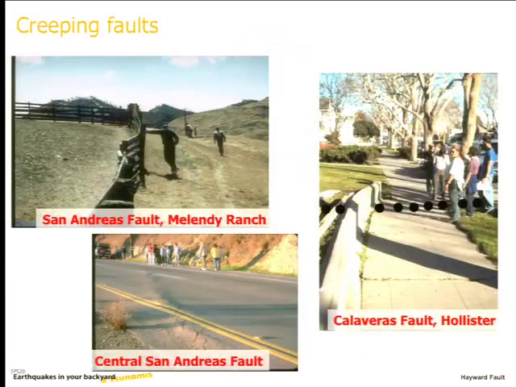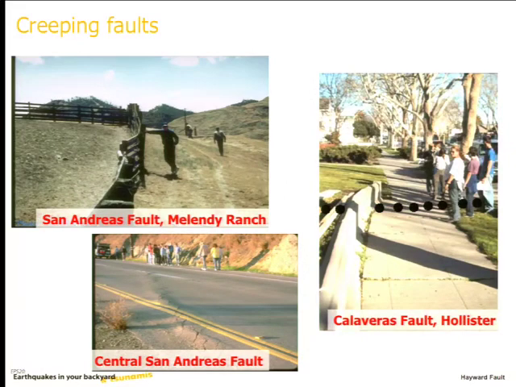So now we know, how do we figure this out? How do we figure out which are creeping and which are locked? Well, we have to go and collect as much data as we can about the deformation. One way is to go and look for offset structures. Obviously, here's a fence that has been offset. This is on the southern section of the San Andreas fault. Okay? This has been offset during a period when there were no earthquakes on this section of the fault. This is the central San Andreas fault further to the south.